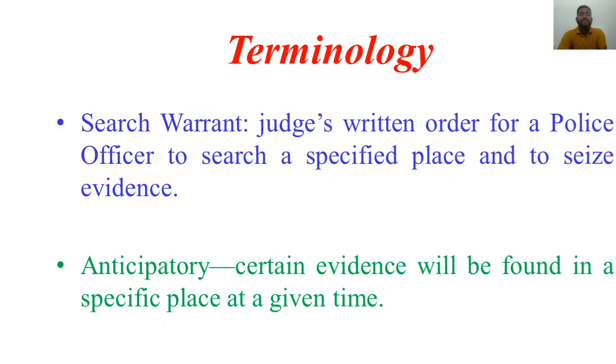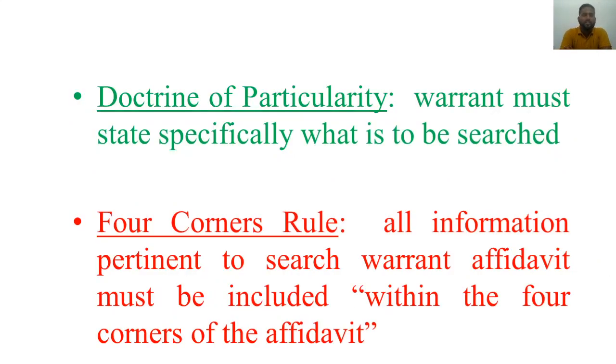What exactly is a search warrant? So here, a search warrant is a judge or magistrate's written order for a police officer to search a specified place and to seize evidences. That is a search warrant. Then what is anticipatory? So here, anticipatory is that certain evidence will be found in a specific place at a given time. That is anticipatory. The next is doctrine of particularity.